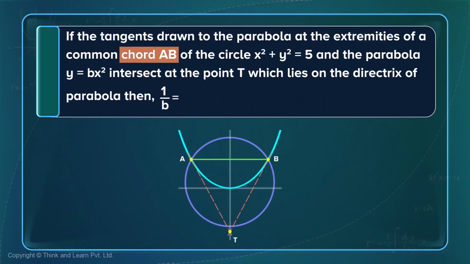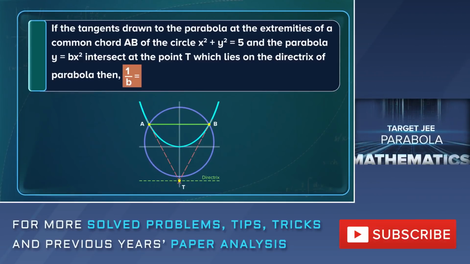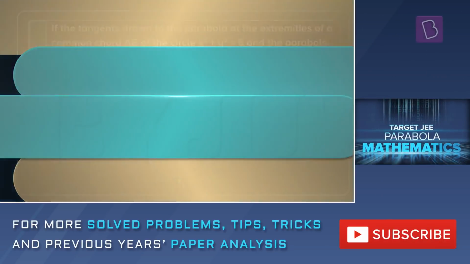What is special about the point T? The point T lies on the directrix of the parabola. The objective of this question is to find out the value of 1 upon b. A very interesting question. So let's try and solve this question and see for ourselves how we arrive at the solution.